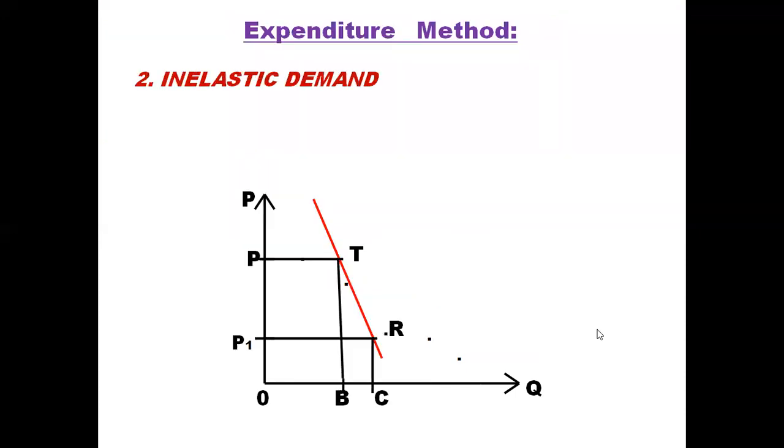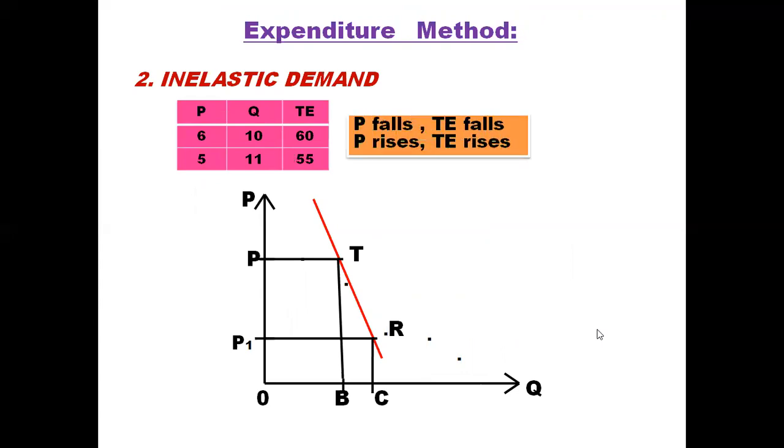Now we come to inelastic demand where elasticity is less than 1. So here when the price falls from 6 to 5, total expenditure decreases from 60 to 55. How do we find total expenditure? 6 into 10 gives us 60. 5 into 11 gives us 55. So when the price falls, total expenditure falls, and when the price rises, total expenditure rises.